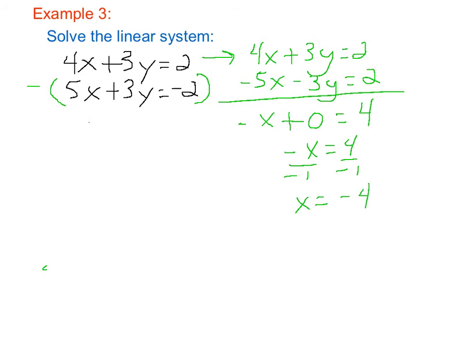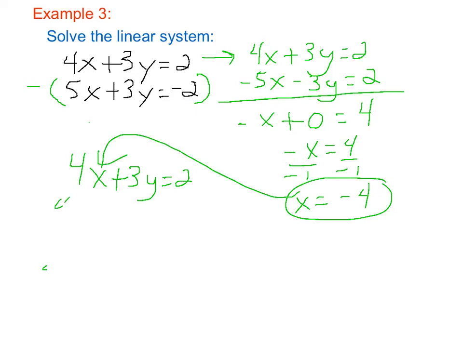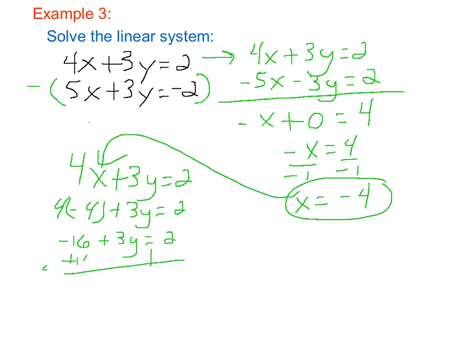Pick any of the other equations, doesn't matter. I'm going to rewrite the first one. Take what I already know, x is negative 4, plug it in. So we have 4 times negative 4 plus 3y equals 2. That gives us negative 16 plus 3y equals 2. Going to add 16 to both sides to get 3y equals 18, which means y has got to be 6.